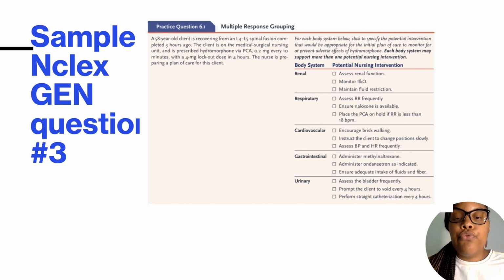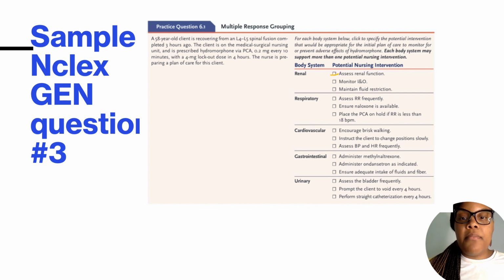All right, so renal. This is our kidney area. So potential nursing interventions. This requires us to know about hydromorphone, which is Dilaudid. This requires us to know about that medication, right? That is a pain medication, and that is an opioid, right? All right, so with the renal, what do you want to do? You want to assess your renal function? Yes. And you want to monitor your I's and O's? Yes. But do we want to maintain fluid restriction? No. So in this question, we're going to assess renal function.